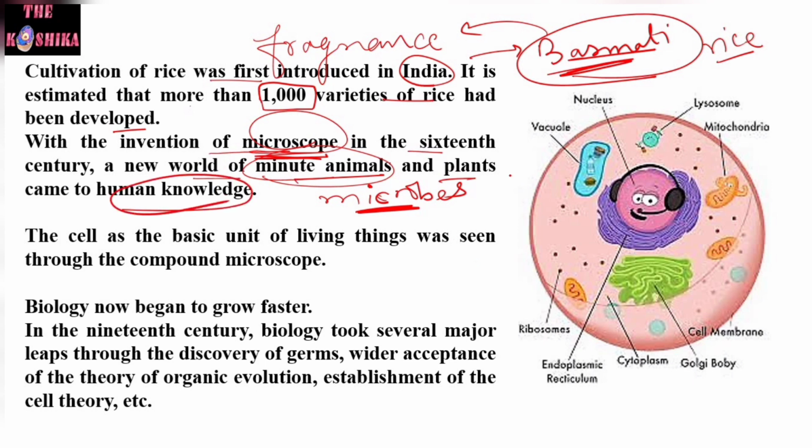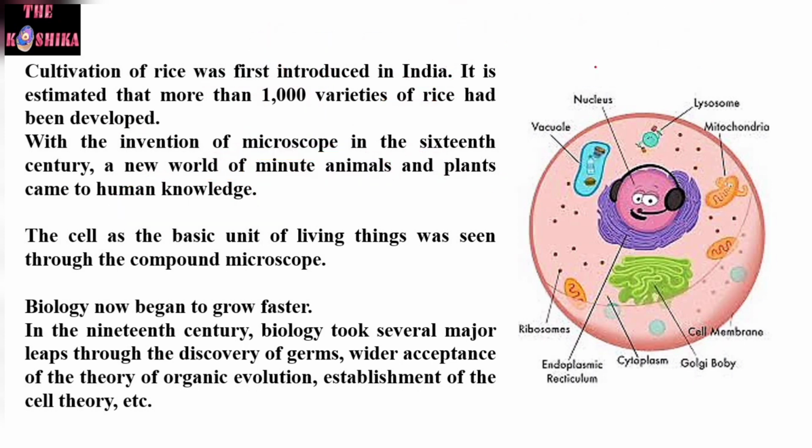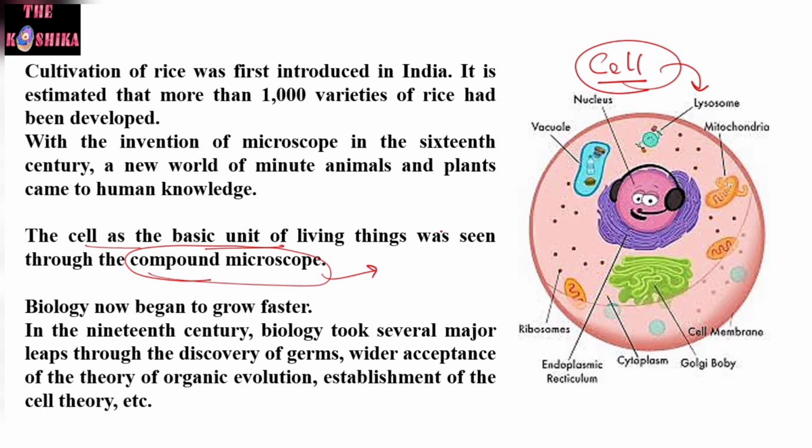And this is the beautiful scene of that micro picturization. What do you call it? A cell. Cell is the basic unit of life. The cell as a basic unit of living things was seen through the compound microscope, and these compound microscopes are easily available in your biology lab. So ask your teacher to take a tour of the biology lab.